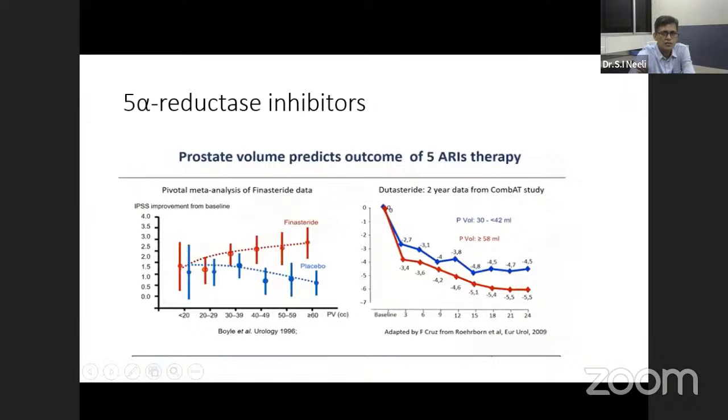The finasteride data shows that there is significant improvement from baseline when taken for a duration of more than 24 months. Similarly, with dutasteride, when taken for more than 24 months in the CombAT study, it shows significant improvement of the IPSS score compared to placebo.